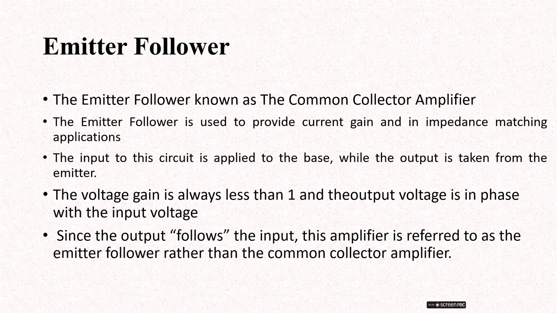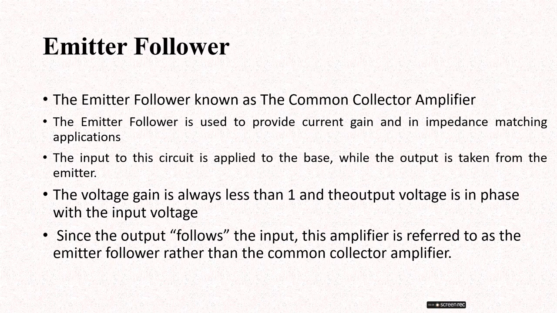The input of this circuit is applied to the base, and the output is taken from the emitter side. I will show this in the circuit diagram. The voltage gain is always less than or equal to one, and the output voltage is in phase with the input voltage. This is one of the specializations of this circuit, because the output follows the input signal.